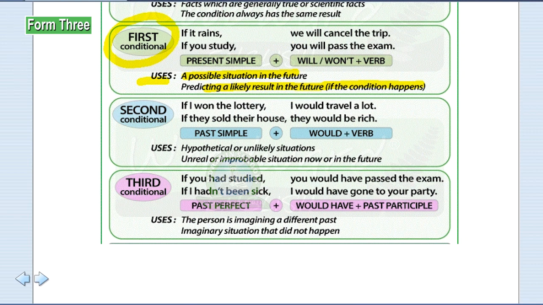I'll give you two quick examples. If it rains, we will cancel the trip. Because it talks about a possible situation in the future, something that can possibly happen in the future, or predicting a likely result in the future. So if it rains, we will cancel the trip.